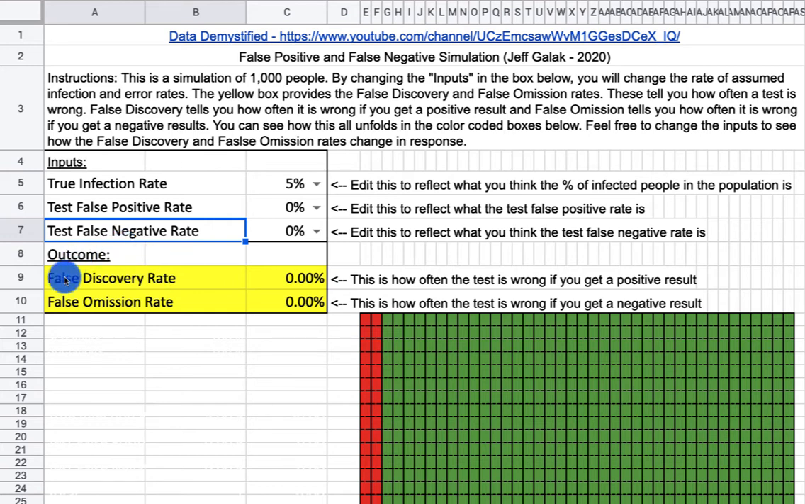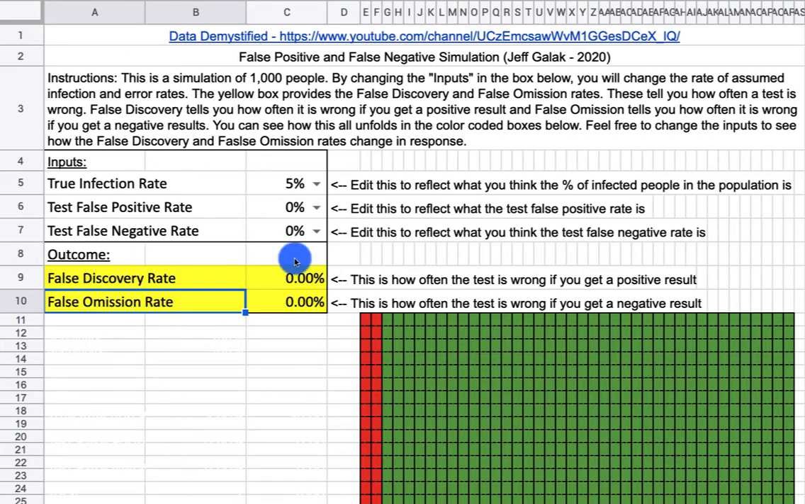And what you get are the outcomes here. This is what are called the false discovery rate or the false omission rate. These are what you care about as a person who opens up a test result. The false discovery rate tells you how often is it the case that the test is wrong when you open it and you see a positive result. And false omission, which is the opposite, tells you how often is the test wrong such that when you open it and it's a negative result, it's wrong and in fact you do or did have COVID-19.